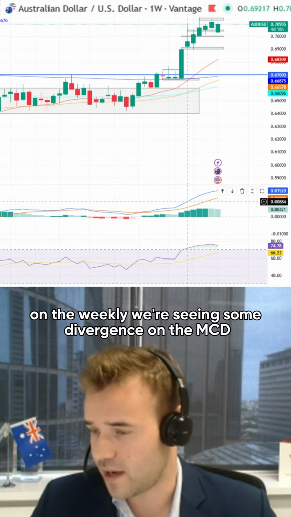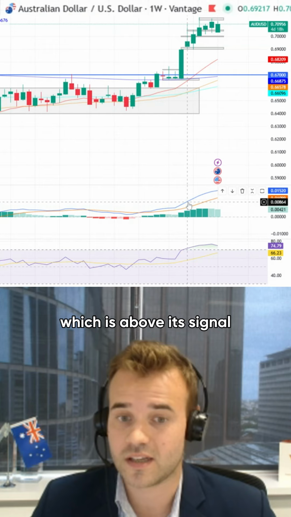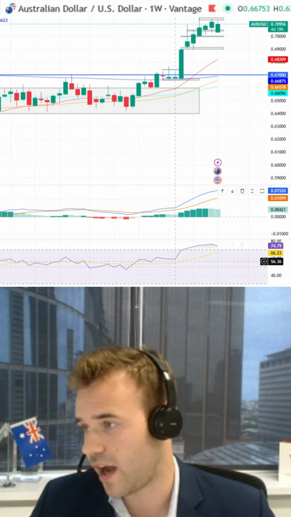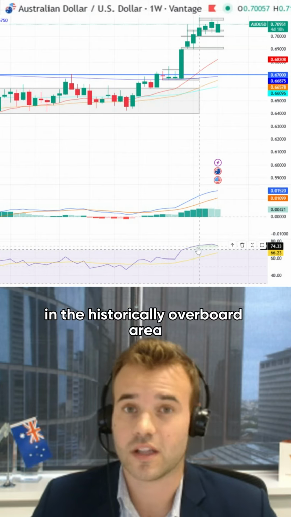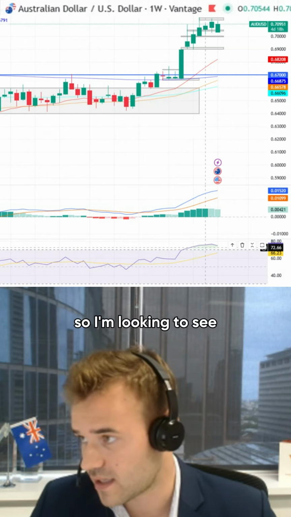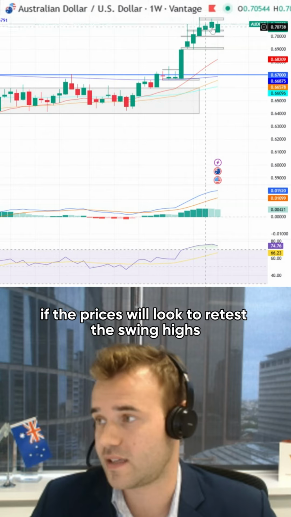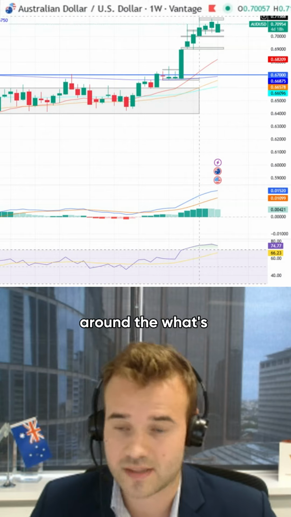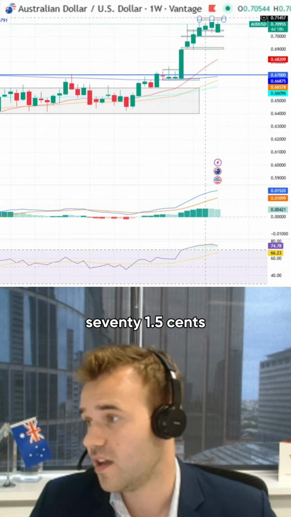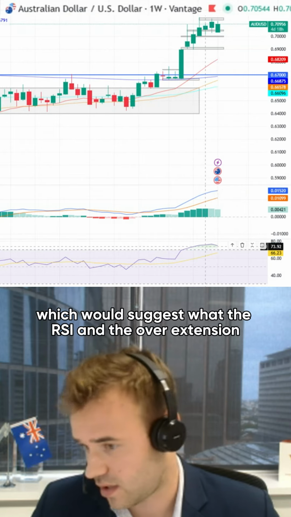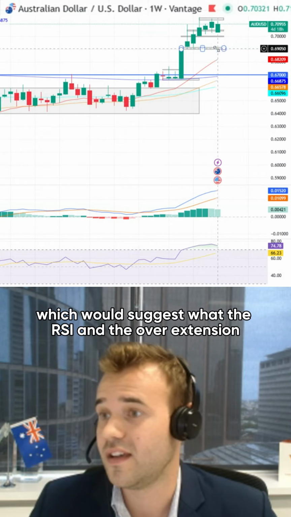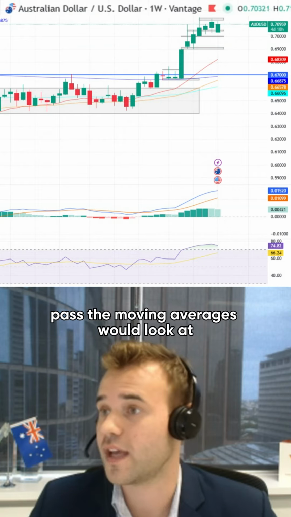We're seeing some divergence on the MACD, which is above its signal, adding to the bullish pressure. Although I am very conscious that the RSI is above 70, in the historically overbought area. So I'm looking to see if prices will retest these swing highs around 71.5 cents, or if we're looking for a bit of a pullback towards the moving averages, which is what the RSI and the overextension past the moving averages would suggest.